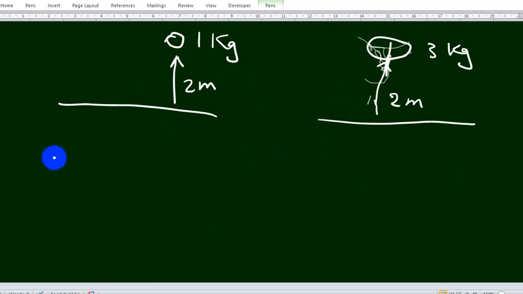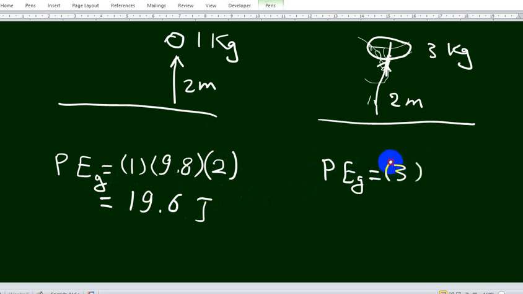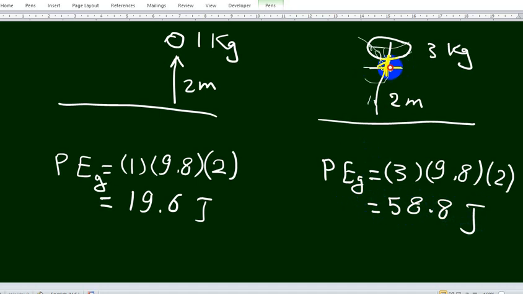Here let's find the potential energy of the first object: equals m, 1 kilogram, times g, 9.8, times height equal 2. So the potential energy equals 19.6 joules. And the second one, gravitational potential energy, equals mass 3 kilograms multiplied by g 9.8 multiplied by 2 meters. So the gravitational potential energy in this case equals 58.8 joules. So the larger the mass, the higher the potential energy.